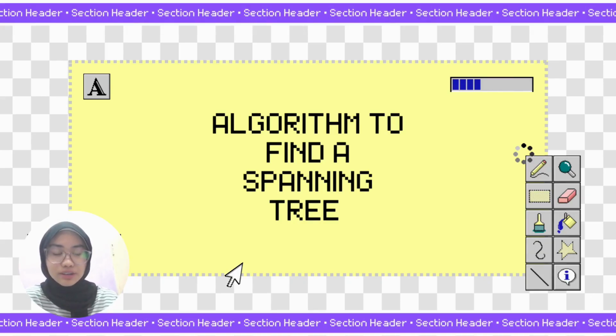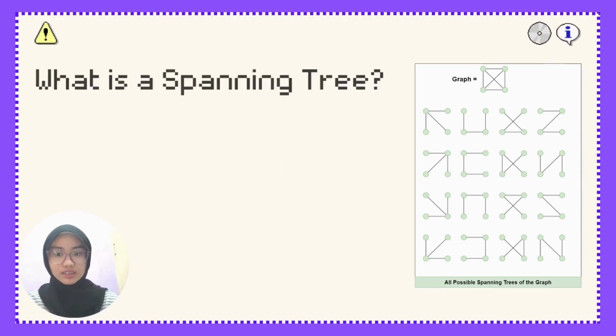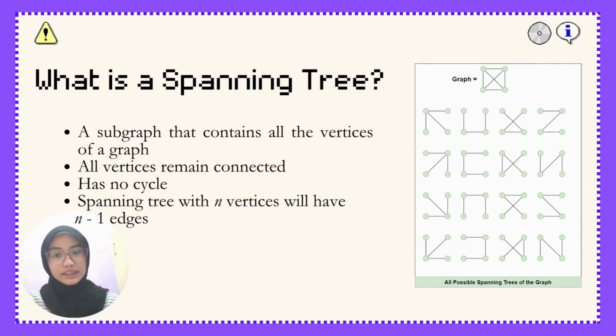For the first question, I will be explaining an algorithm to find a spanning tree. So what is a spanning tree? A spanning tree is a subgraph that contains all the vertices of a graph. In a spanning tree, all vertices remain connected and there is no cycle. A spanning tree with n vertices will have n-1 edges.